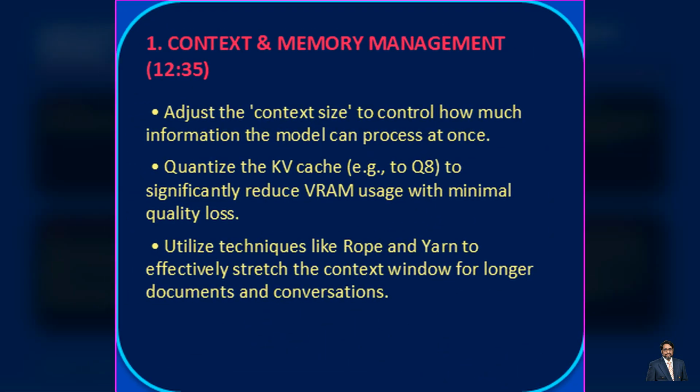Pillar 1. Context and memory management. Adjust the context size to control how much information the model can process at once. Quantize the KV cache, e.g. to Q8, to significantly reduce VRAM usage with minimal quality loss. Utilize techniques like RoPE and YaRN to effectively stretch the context window for longer documents and conversations.